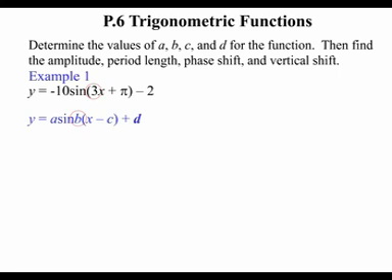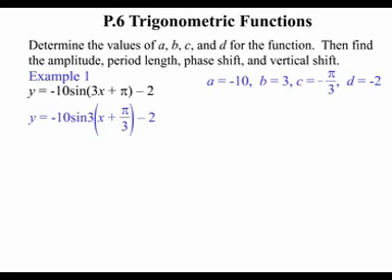First thing you should notice is that our 3 is not in the right position. The equation was y equals a sine b, parentheses x subtract c, plus d. The 3 needs to get outside of the parentheses. We can do that by factoring a 3 out of the terms 3x plus pi. And if you do that, you're going to get y equals negative 10 sine 3, parentheses x plus pi over 3, subtract 2. Now listing your a, b, c, and d is much easier.